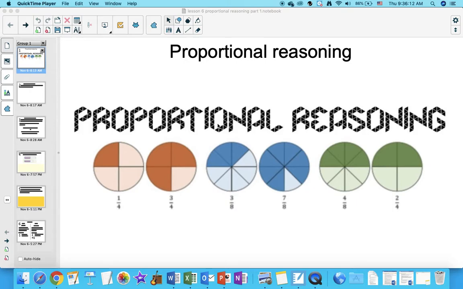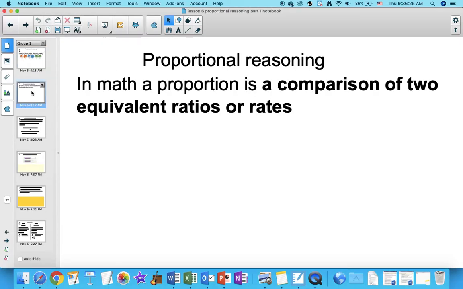You're watching my lesson on proportional reasoning. This is part one of this lesson. In part two, I will show you a quick shortcut you can use to check your answers. So let's start with what is a proportion, or what is proportional reasoning?